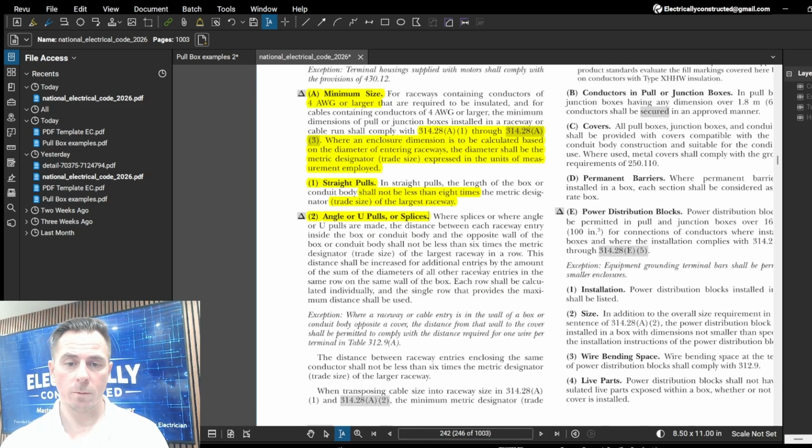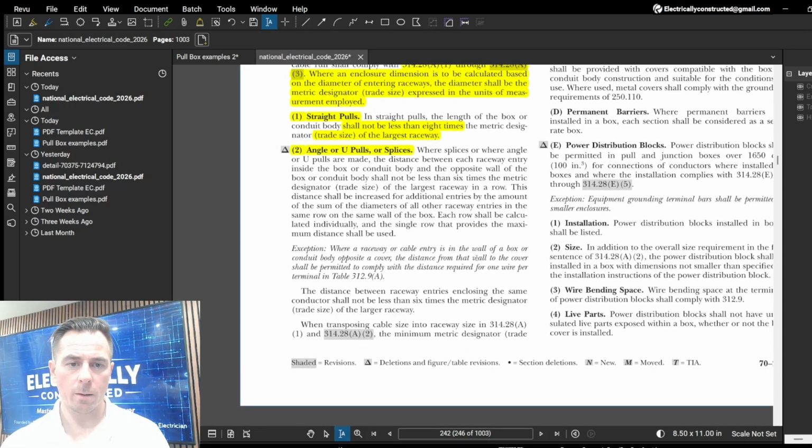All right, so this rule says for splices or where angle or U poles are made, the distance between each raceway entry inside the box or conduit body and the opposite wall of the box or conduit body shall not be less than 6 times the metric designator trade size of the largest raceway in a row. So let's highlight this real quick. Shall not be less than 6 times the trade size of the largest raceway in a row.